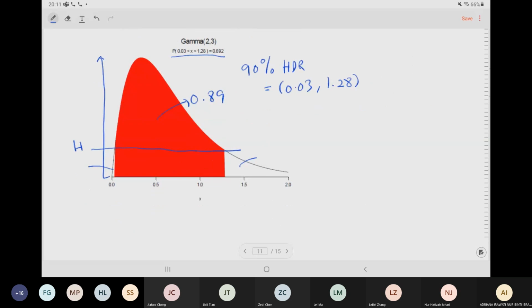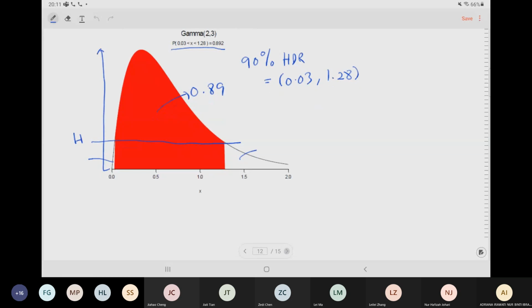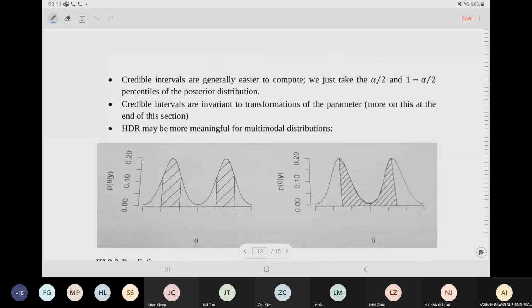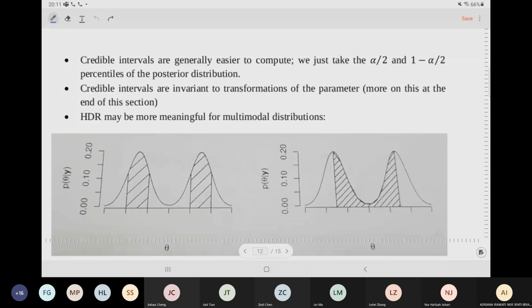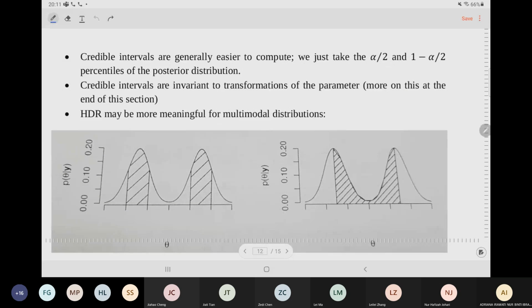Okay, so what is the advantage of using the HDR? The important part is if you look at a multimodal distribution, for example, in here. So if you have the credible interval, this is your credible interval, because, for example, you have the right side and the left side. This is the credible interval, and this is your highest density region.